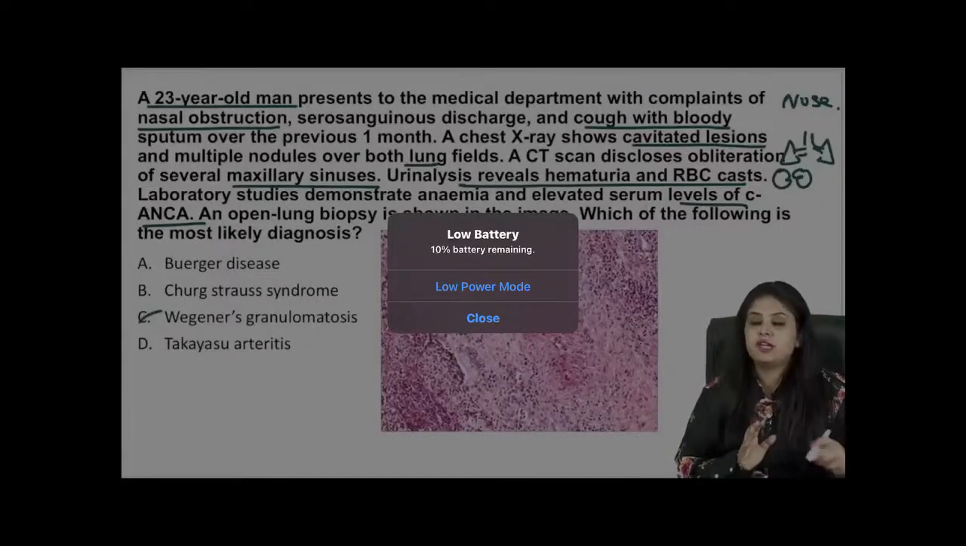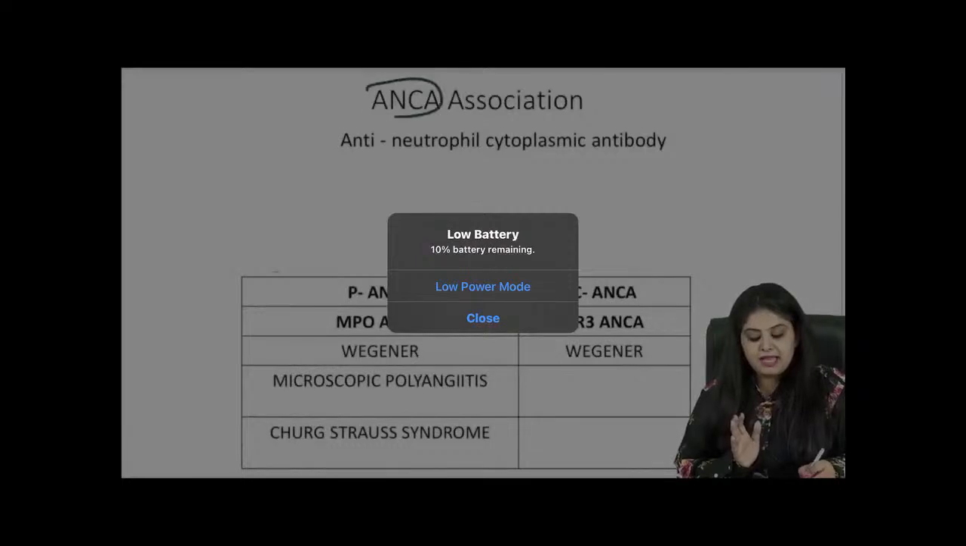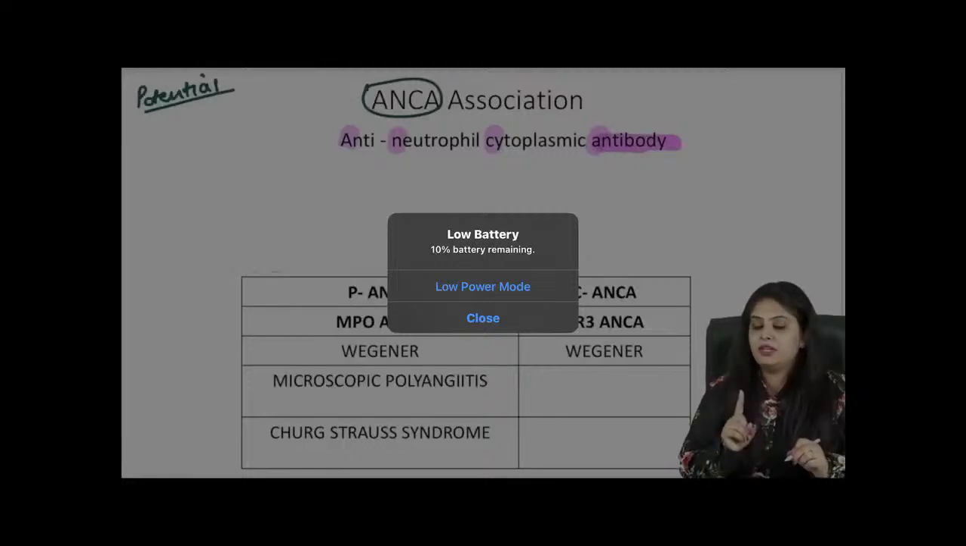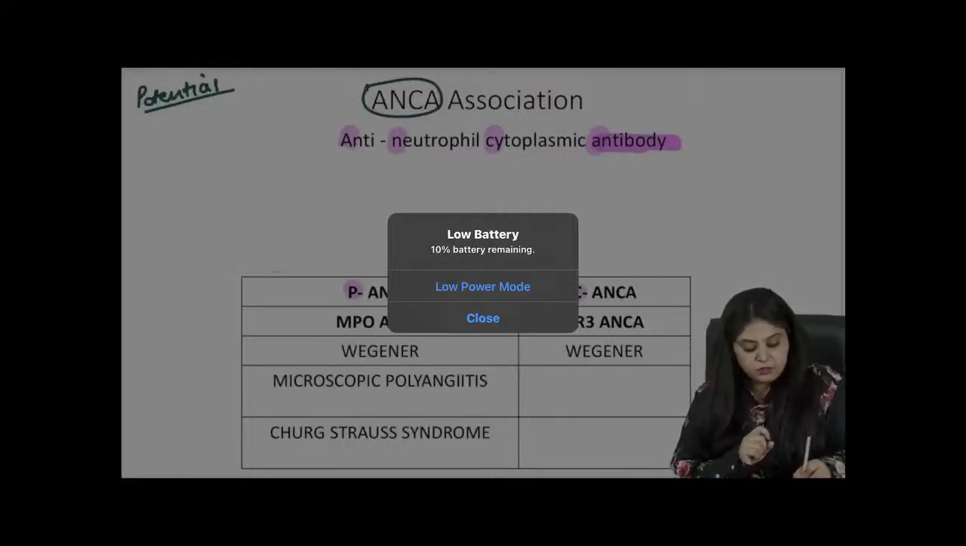A 23-year-old man presents with nasal obstruction, serosanguinous discharge, and cough with bloody sputum over 1 month. Chest X-ray shows cavitatory lesions, and there are nodules in the lung fields. There is obvious involvement of the sinuses. Urine analysis shows kidney involvement. So the kidney is involved, the lungs are involved, and the nose has been affected. Along with that, there is elevated C ANCA.